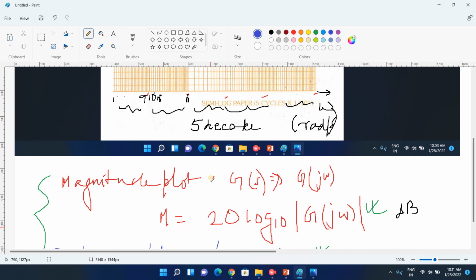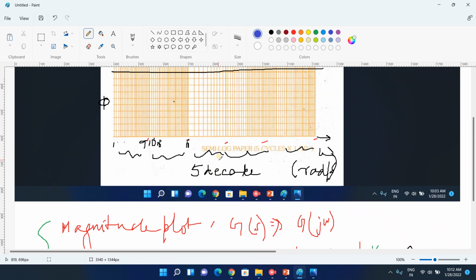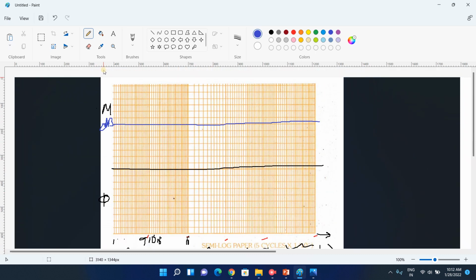Because first of all, you have to understand the magnitude plot, how to take the total magnitude plot by adding all the magnitudes of the individual terms. Then the same thing will be performed for the phase plot. So if you understand the magnitude plot, you won't take too much time to understand the phase plot.